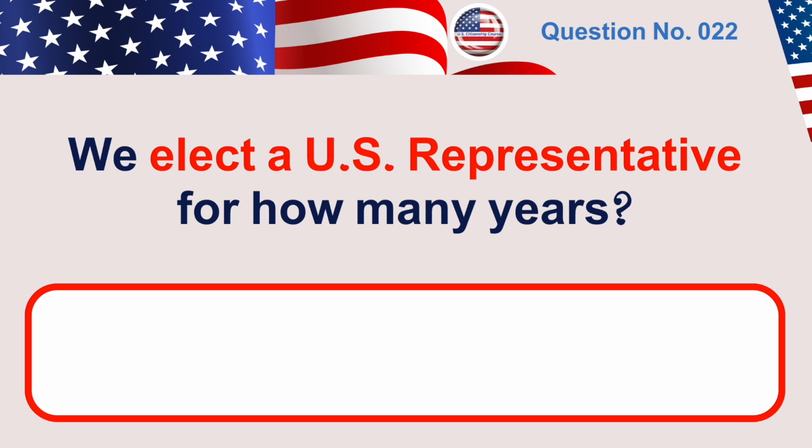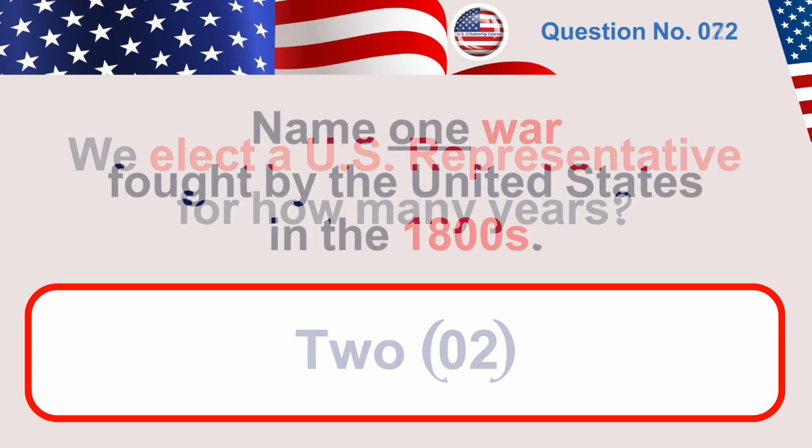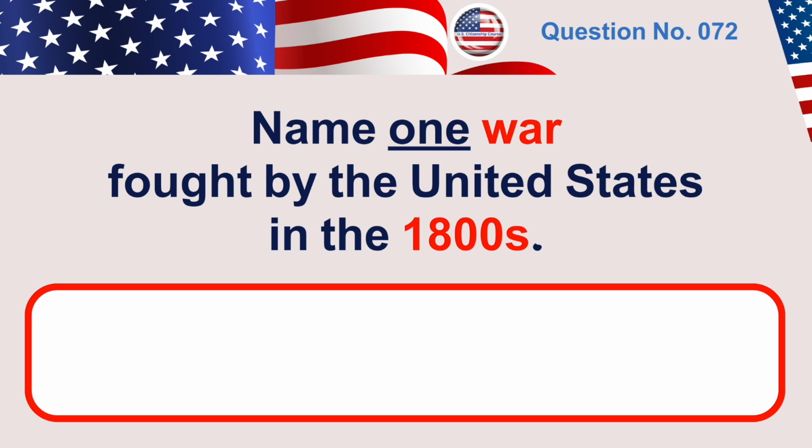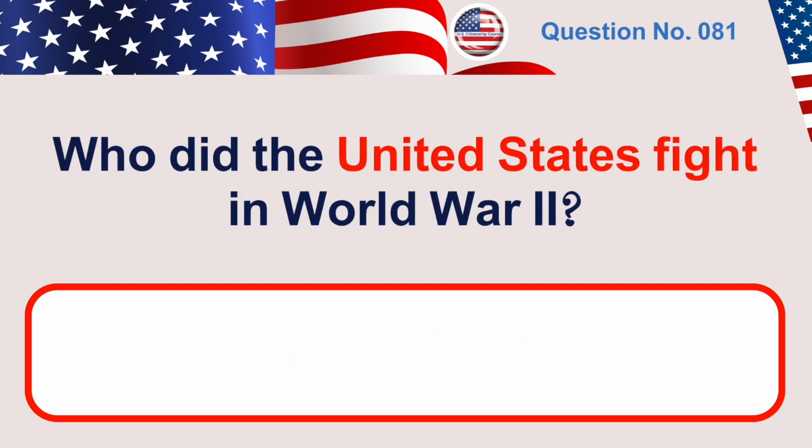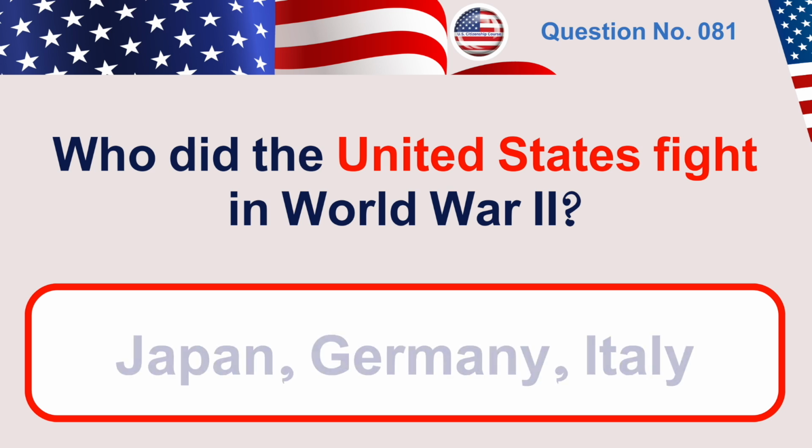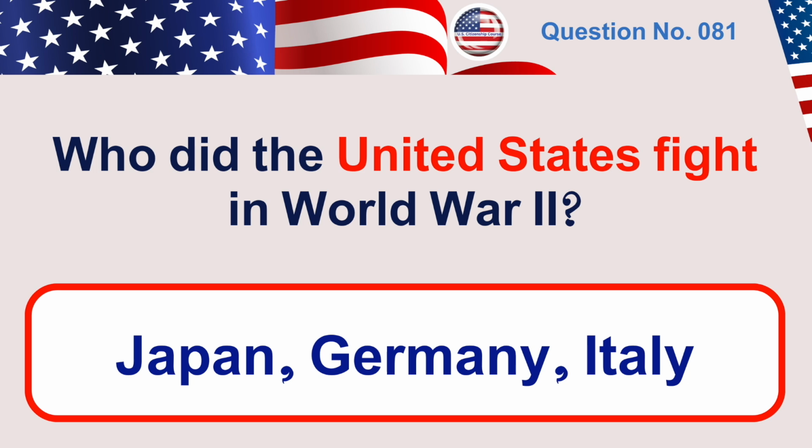We elect a U.S. representative for how many years? Two. Name one war fought by the United States in the 1800s. Civil War. Who did the United States fight in World War II? Japan, Germany, and Italy.